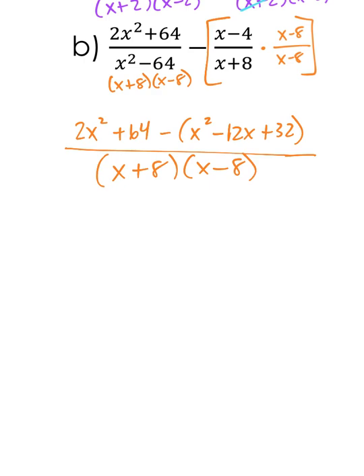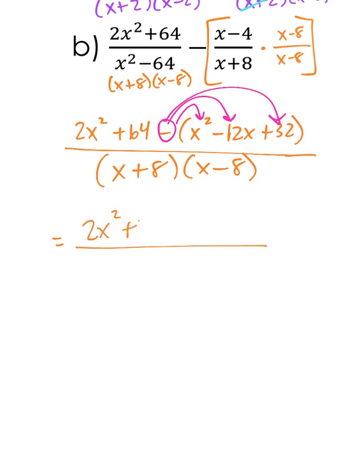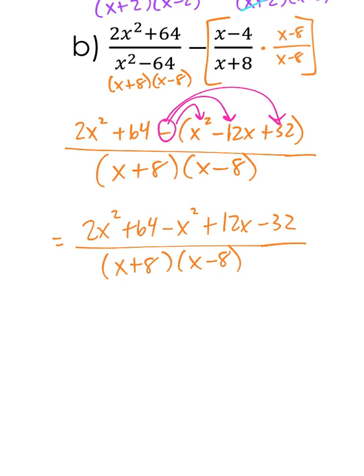Now I want to distribute this negative. So I get 2x squared plus 64 minus x squared plus 12x minus 32 over my common denominator. I'm going to clean up my numerator. 2x squared minus x squared gives me x squared. And then I've only got one x term, that 12x. And then 64 minus 32 gives me 32.